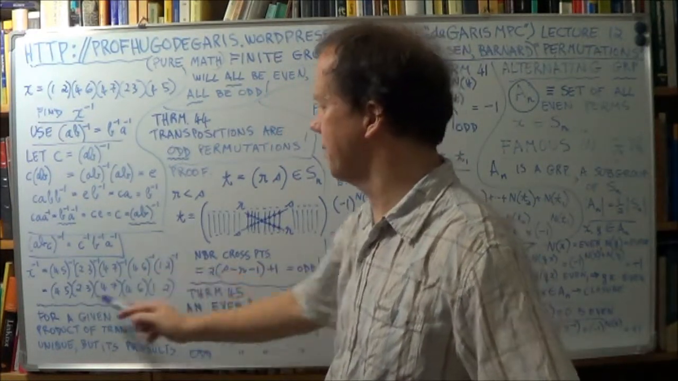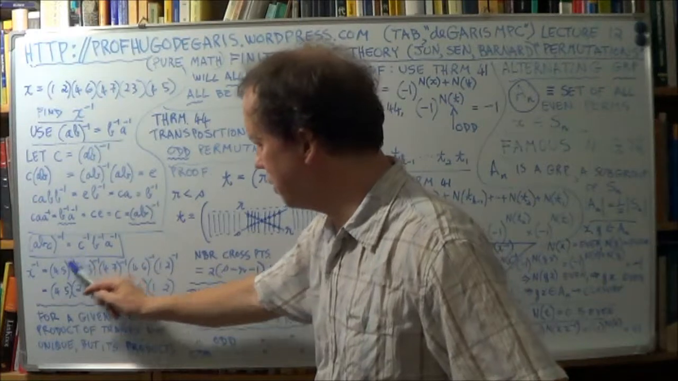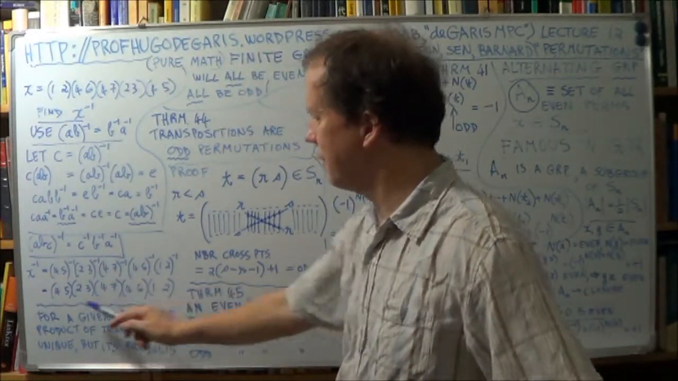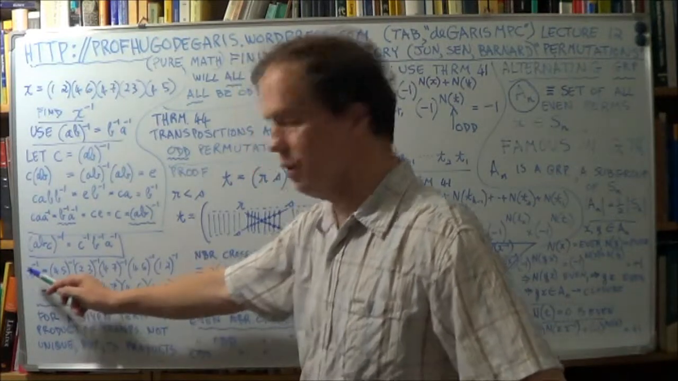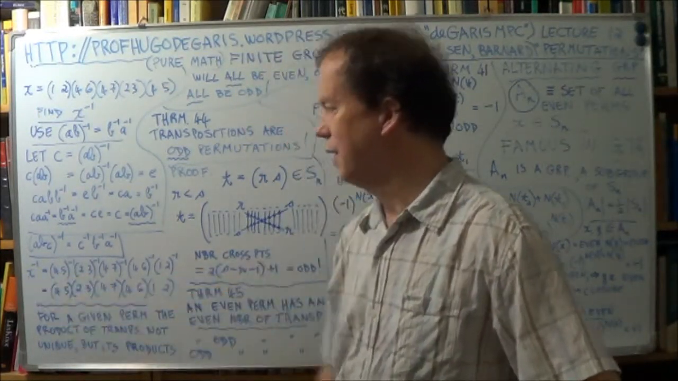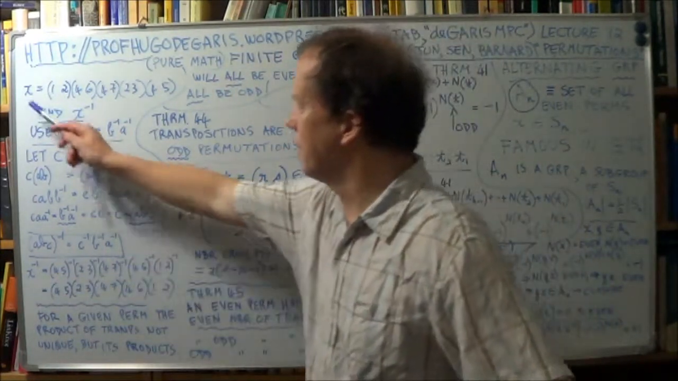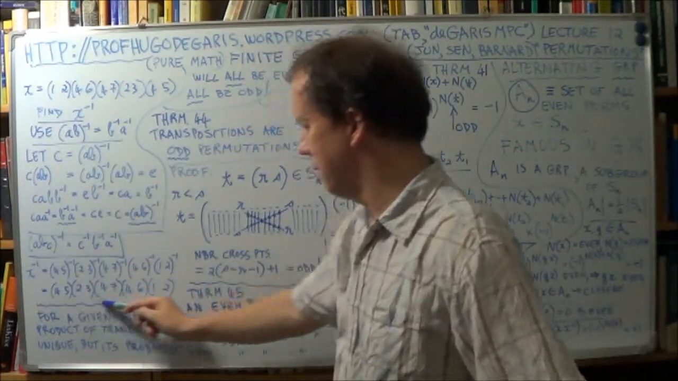And similarly for the others, right? So in other words, you just get rid of all these inverse signs. Right? And there it is. There's your answer. There's your x inverse. That's the inverse of that permutation. Right? The inverse of this is this.